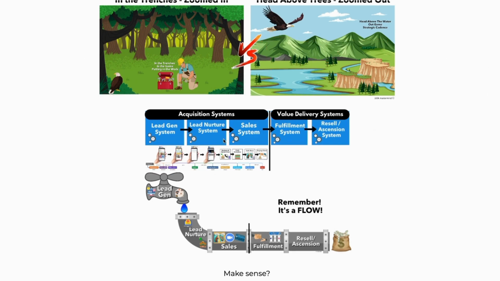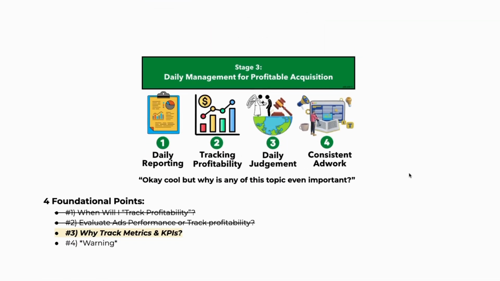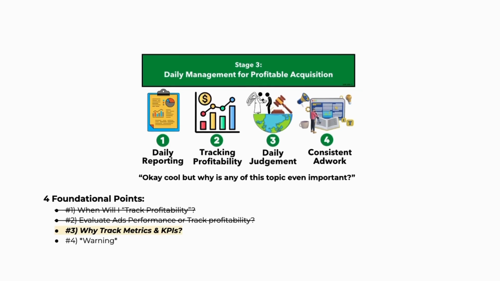Okay, so that, ladies and gentlemen, is foundational point number 2 that we want to go over, which is, hey, do I evaluate my ads performance first or do I track profitability? We've already talked about that. Ads performance is something you do in the upcoming section when we talk about daily judgment. Specifically in this training section, we're talking about tracking profitability. And that is what we're doing when we are zooming out and seeing all of that, okay?